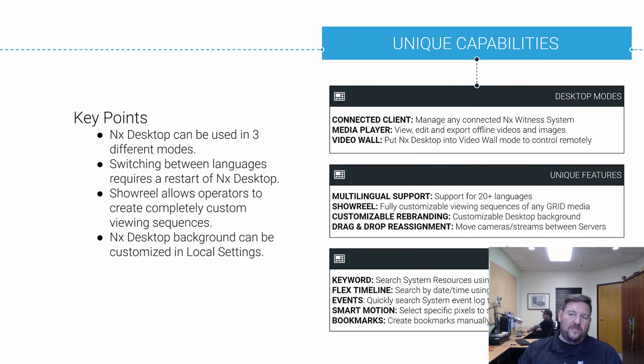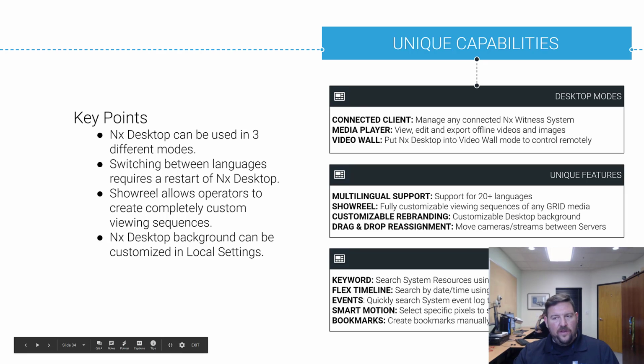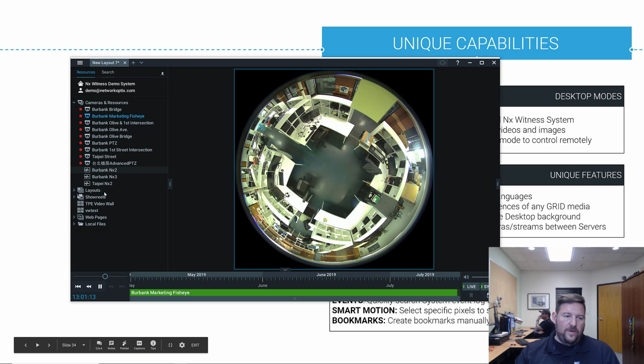Some unique capabilities. There are 3 different desktop modes for the client. You've seen the media player. You should have connected to the demo system, so you should now see the connected client version of it, which is what I just had up. And then there's video wall mode. Video wall mode is where you put the client into video wall mode.